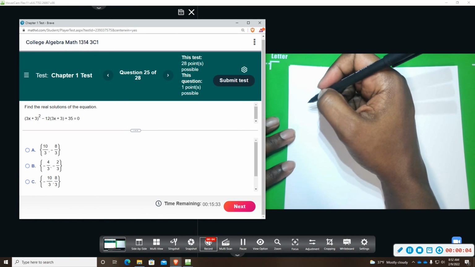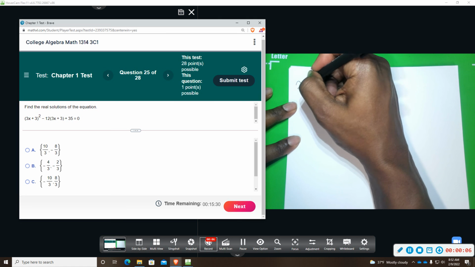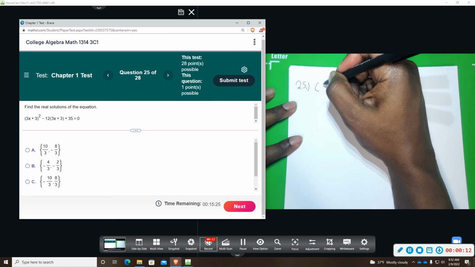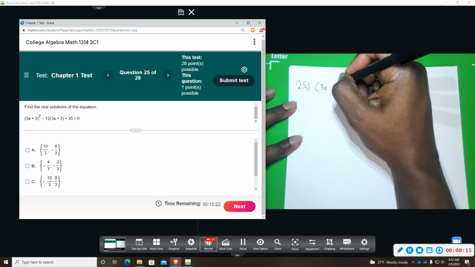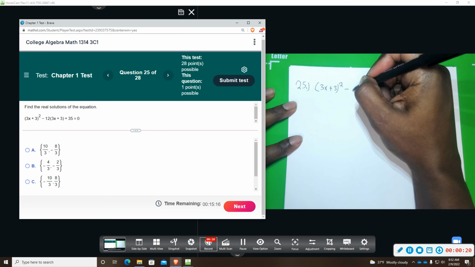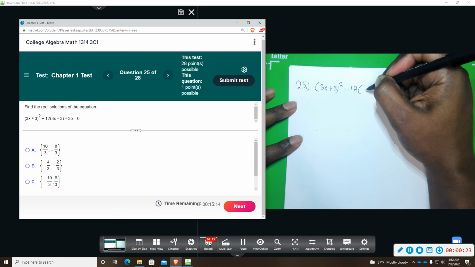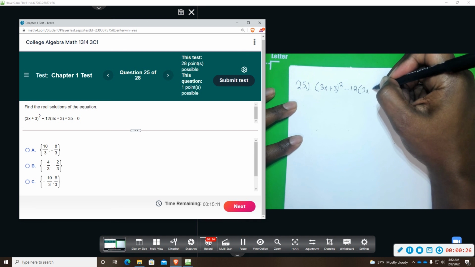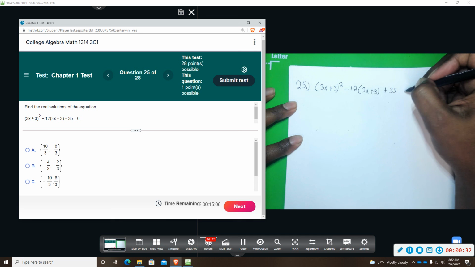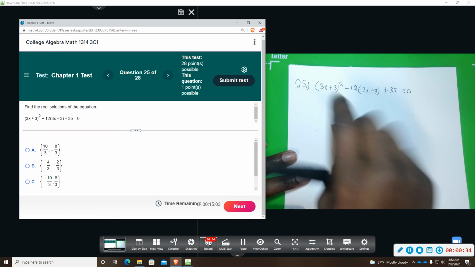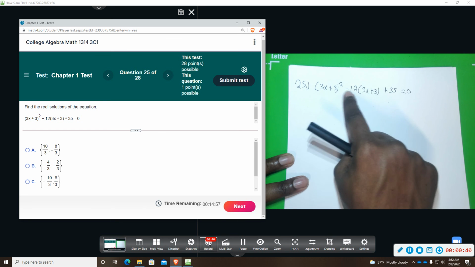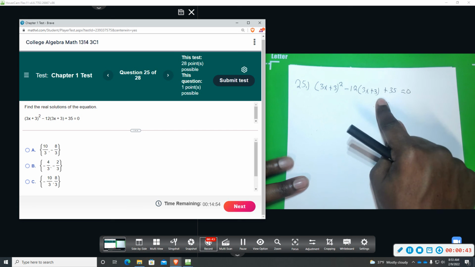Okay, number 25. We have (3x + 3) squared minus 12 times (3x + 3), and then plus 35 equals 0. All right, so what you want to notice is that this looks like a quadratic. We have something squared minus a number times that same thing, and then plus 35 equals 0.